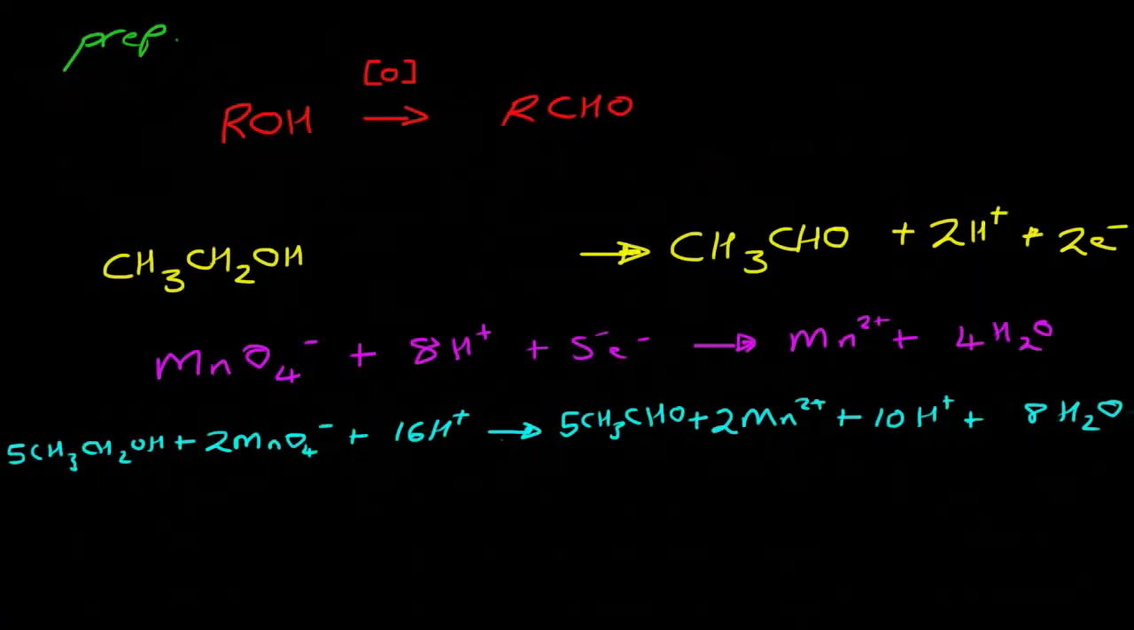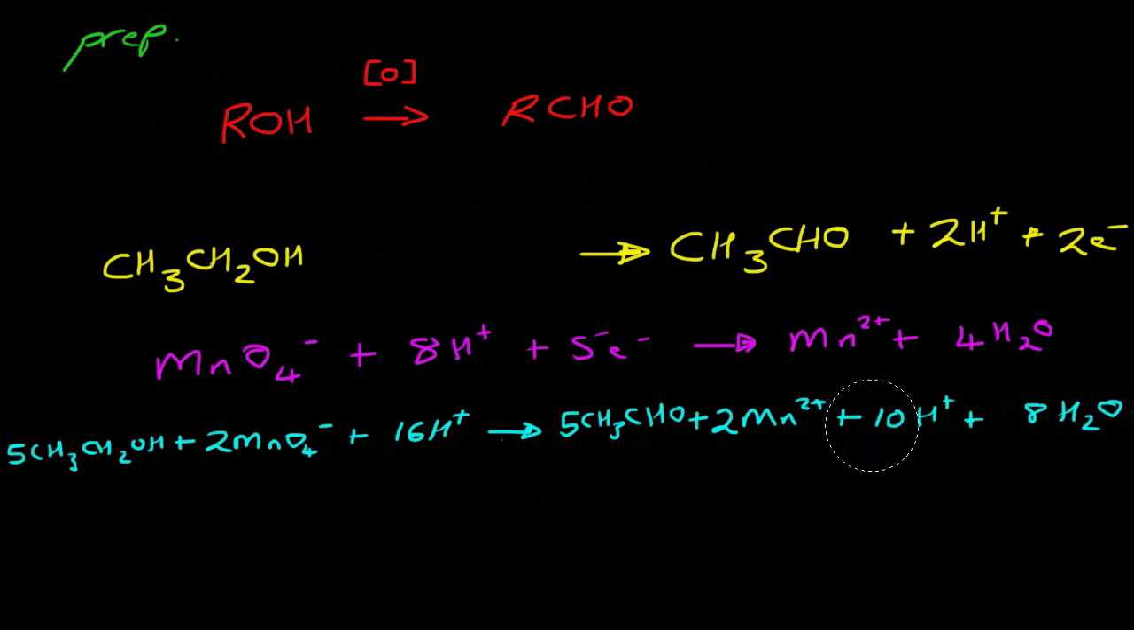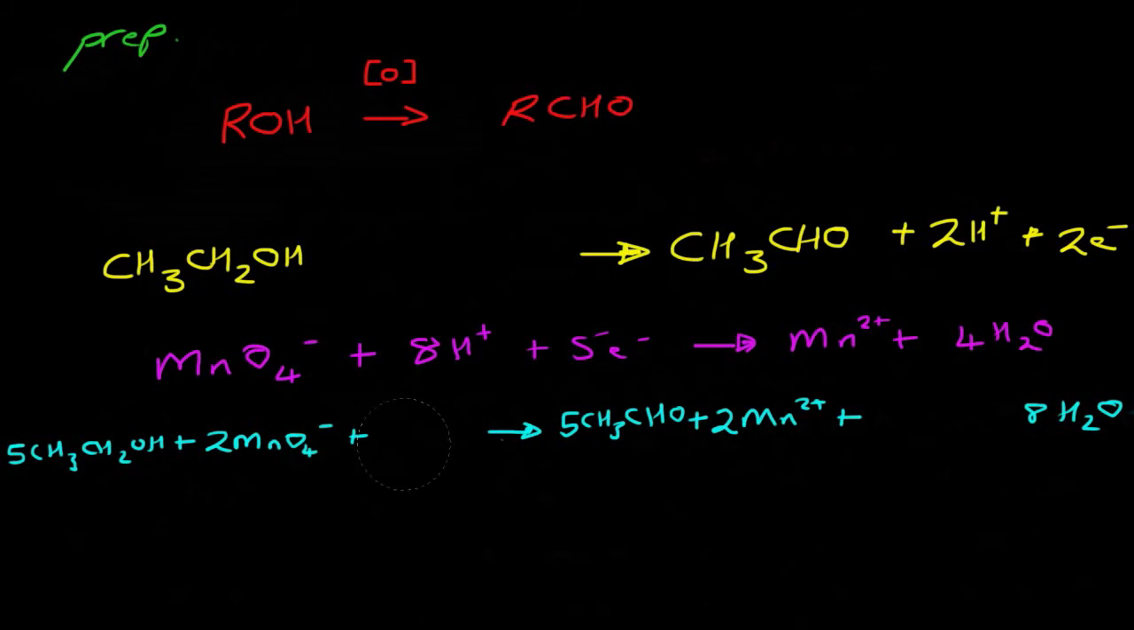now you'll notice in this equation that we have got hydrogen ions on both sides. Therefore we need to remove 10 hydrogen ions from both sides in order to simplify the equation. So we can do that quite easily. And there you would have the overall redox equation for the reaction between a primary alcohol, ethanol, and the permanganate ion in order to form ethanal.